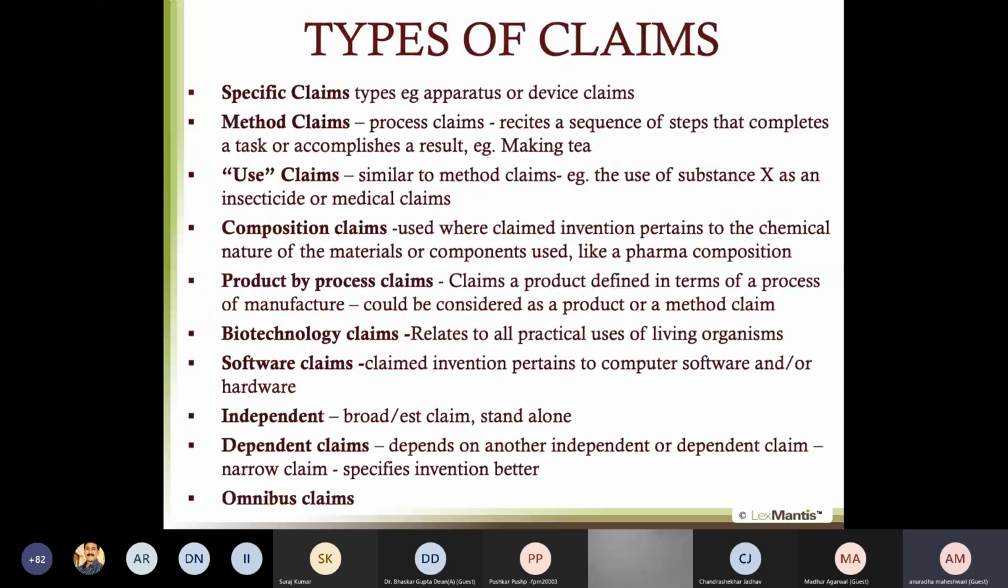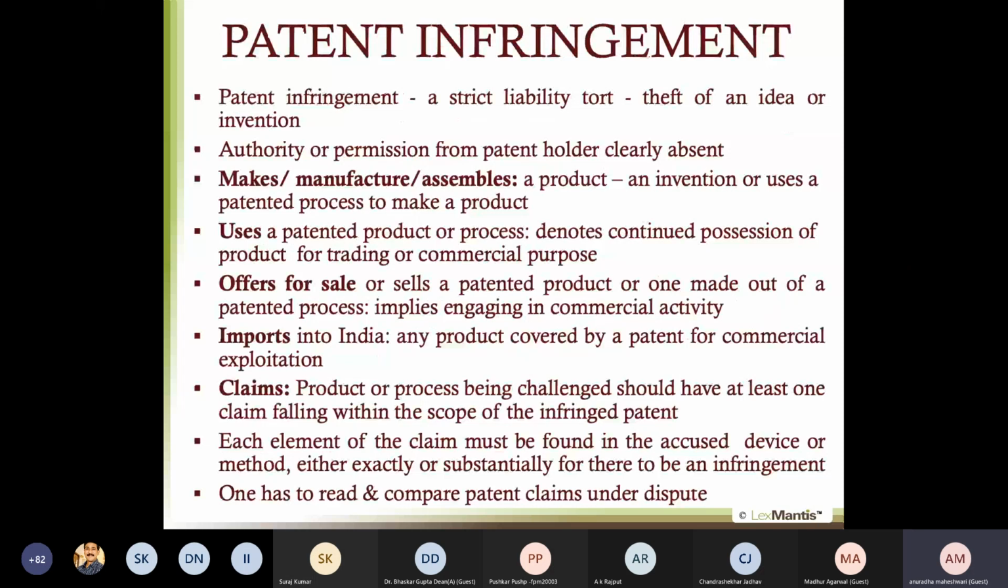So I've given over here different types of claims. We have broad claims and we have specific claims. We have independent claims and we have dependent claims. We have method claims, which are process claims, and we have use claims, which are talking basically about how a particular substance can be used. We have composition claims, where we are talking about chemical compositions. We have biotechnology claims, software claims, and other claims, as I've already explained.